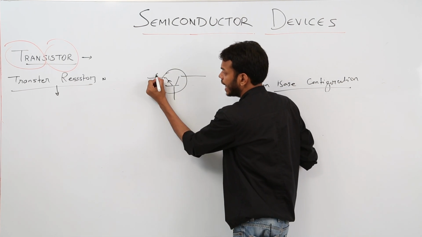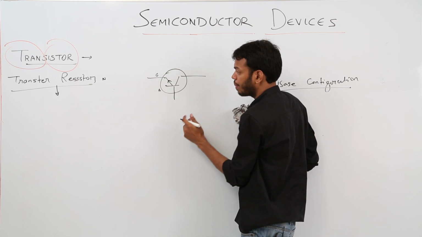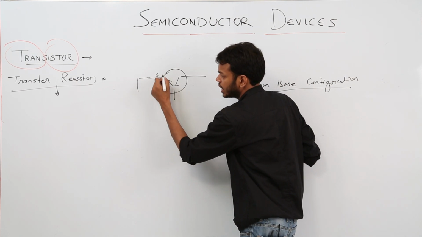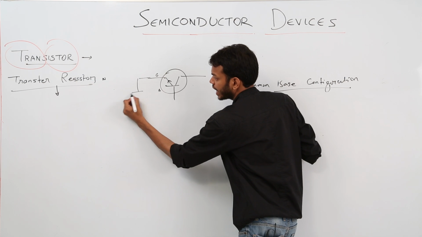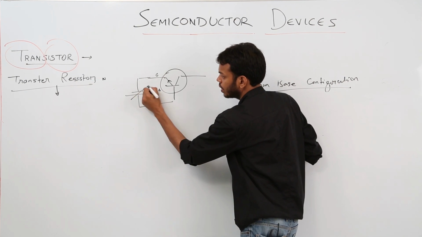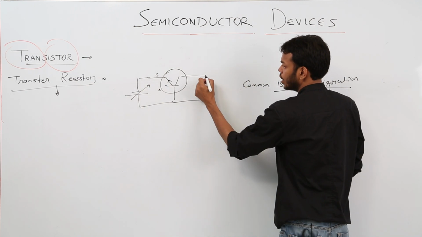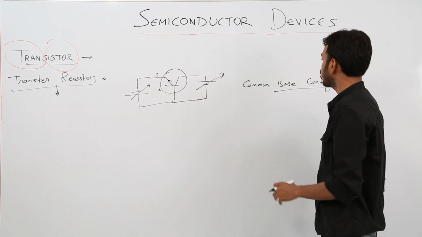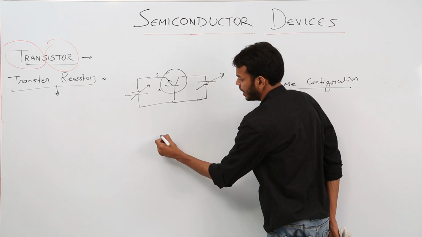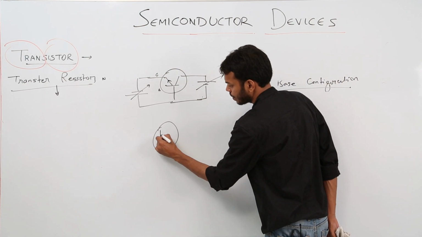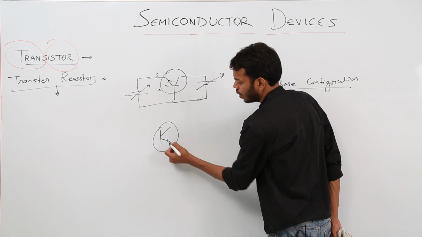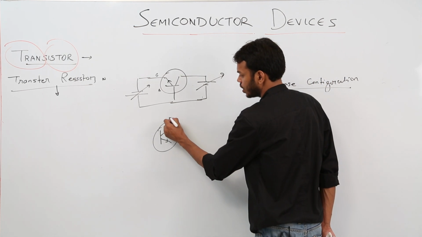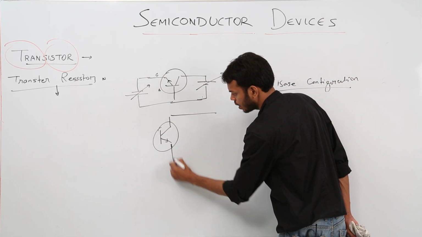We have to make the emitter base region forward biased. So the emitter, which is negative, will be connected to negative, and the other will be connected to positive. This is how you make the diagram, right? This is the circuit diagram for common base configuration. For common emitter configuration, make your emitter here. So these will be the connections.